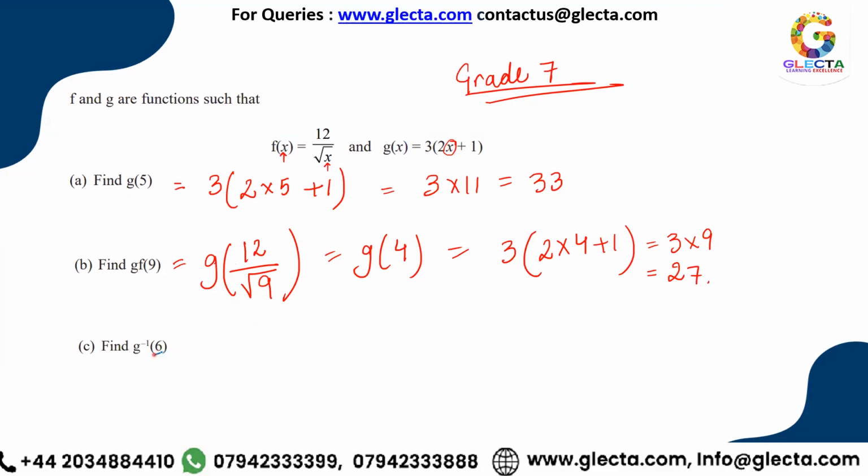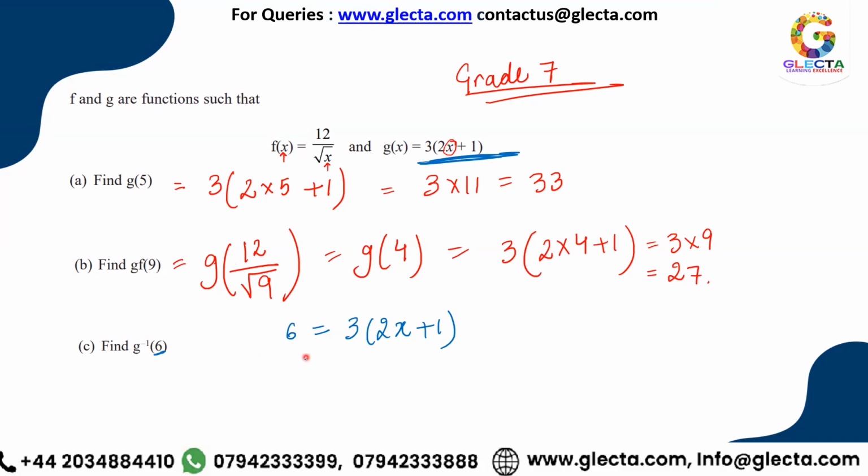Over here, what you can start with is, because in the brackets we are given 6, you can write that as 6 equals whatever is the function. So 3 times 2x plus 1, right? Now, if you want to figure out what would be the inverse, make x the subject.